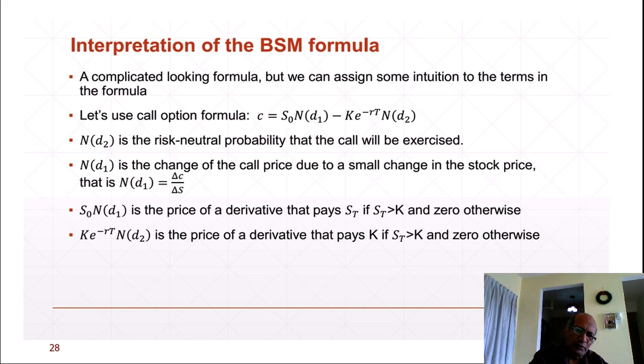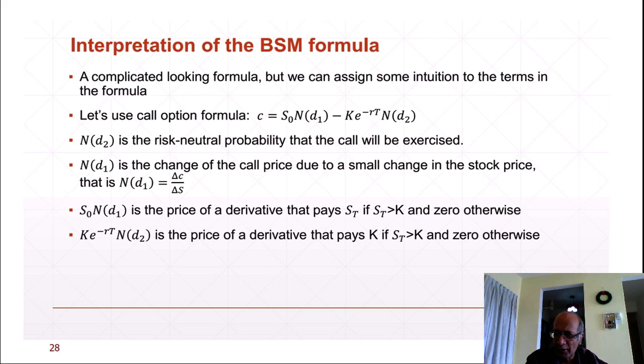So what is ND2 first of all? ND2 is the risk neutral probability that the call will be exercised. Risk neutral probability that the call will be exercised. And what do you mean by ND1? Normally we call it the delta. When you go into the Greek letters part in the next 2 weeks, you will learn what you mean by delta. We have got delta, vega, gamma, and theta. Delta is the change of the call price due to a small change in the stock price. When the stock price changes by $1, by how much will the option price change? That's what you mean by delta.